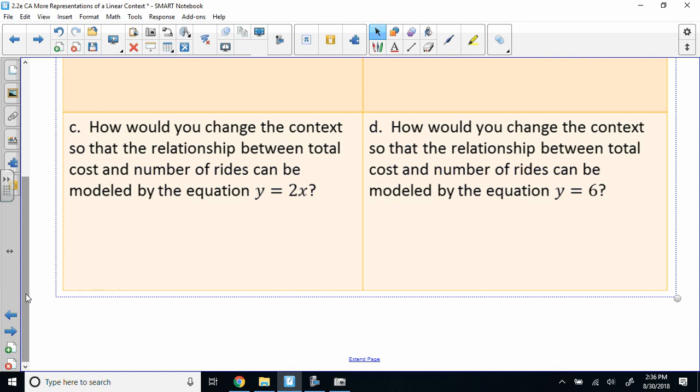How would you change the context so that the relationship between the total cost and number of rides can be modeled by y equals 2x? What is it doing? Go.